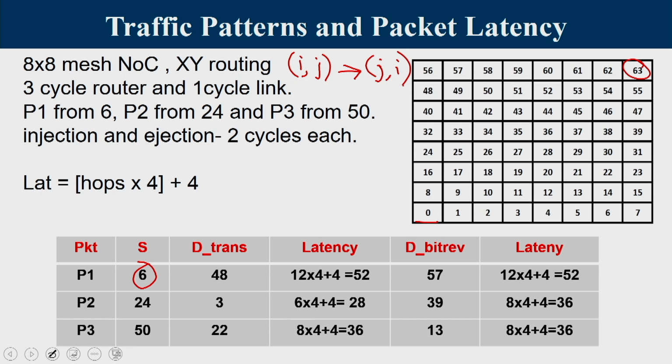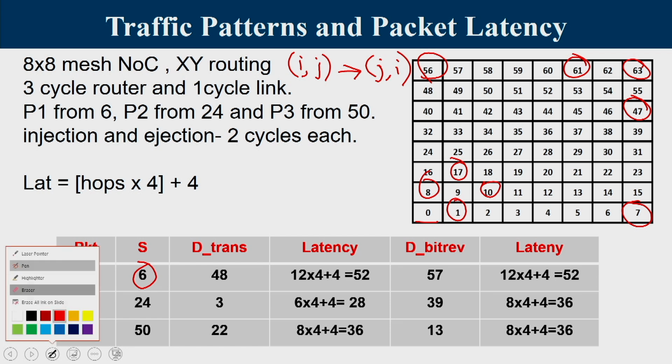So, a packet from 1 will go to 8. A packet from 10 will go to 17. A packet from 7 will go to 56. Similarly, a packet from 61 will go to 47. This is just to give a picture of how the transpose pattern works.